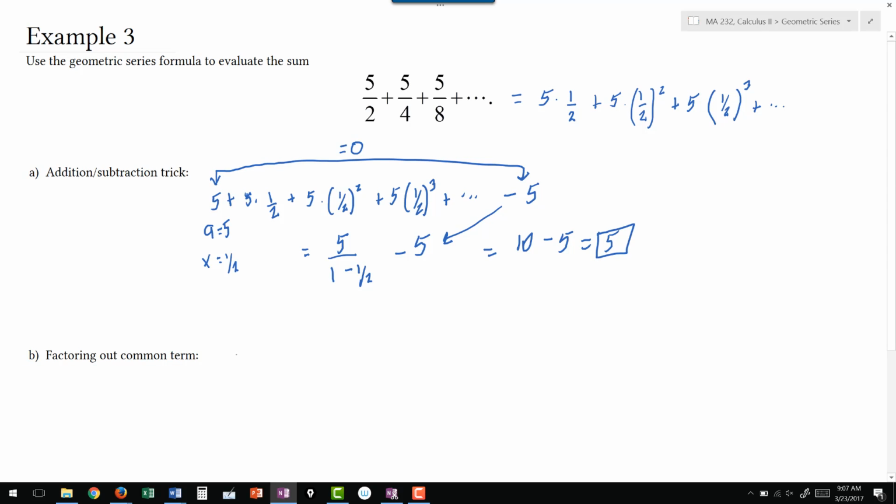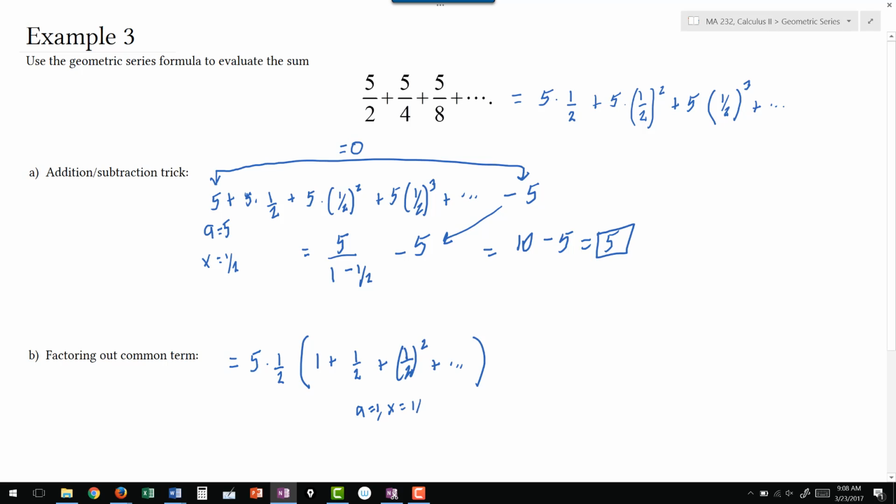Now we repeat the same example, but we approach it in a different way. We're still trying to make the series look a little bit more standard, and the way we're going to do it this time is to just factor a 5 times 1/2 out of every term in the series. If I do that, I would have 1 from the first term, 5 times a half squared. If I factored out a 5 times a half, would just leave me with a half. 5 times a half cubed would leave me with the 1/2 squared.